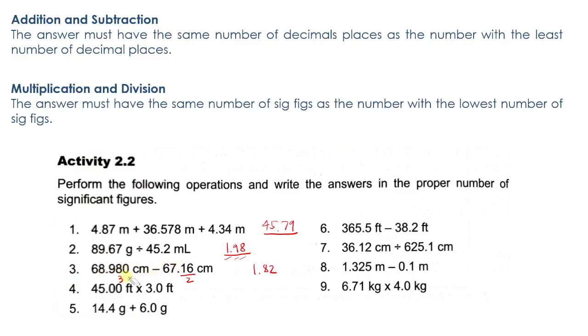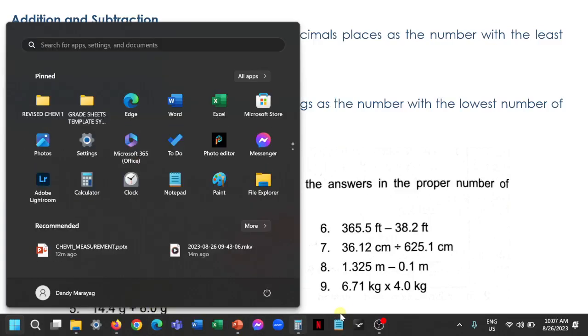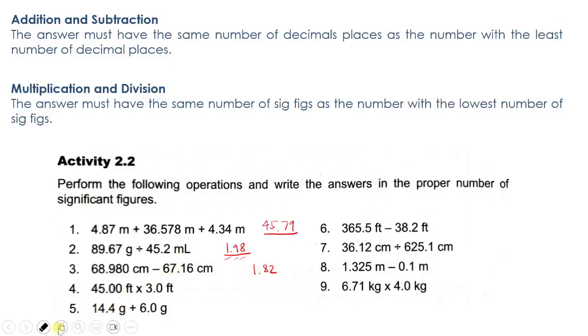Let's proceed to the next item. We have 45.00 times 3.0. So first, let's count the number of significant figures. Here we have 4 significant figures in the number. Here we only have 2 significant figures. So this one is less precise compared to the other.